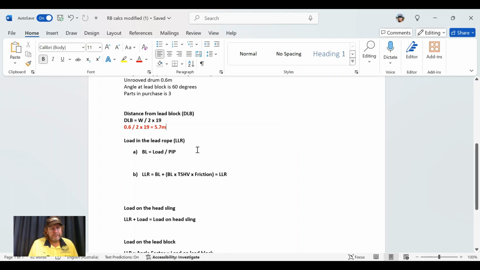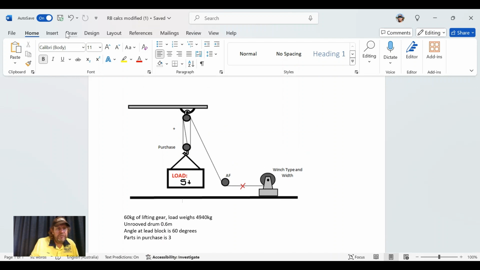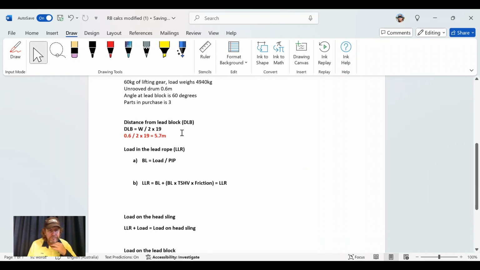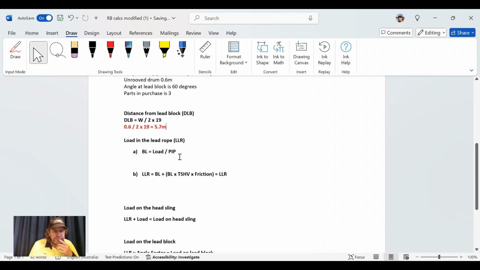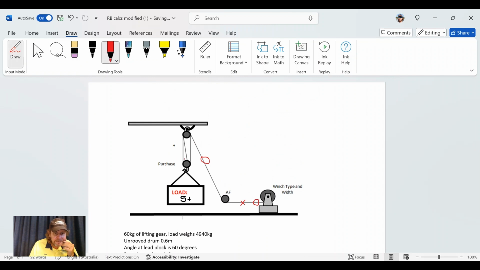Load in the lead rope. Okay, so the lead rope is this. Let's show you a draw. This is the lead rope, and that's the lead rope too. So we're trying to work out the load in the lead rope. The Beckett load. So there's two parts to this. The Beckett load equals the load divided by the parts in the purchase. So the Beckett is here. Right? The parts in the purchase is here. That's the purchase.